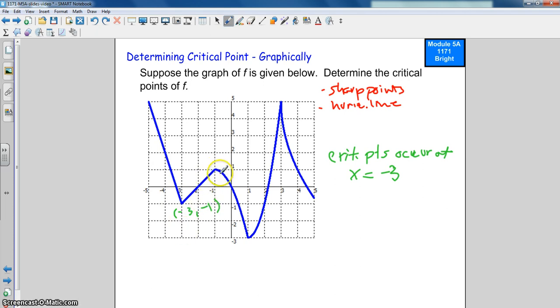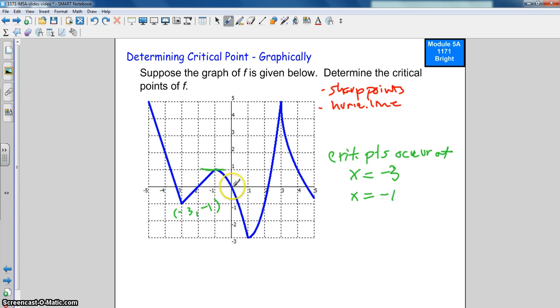Here, this isn't necessarily a sharp point, but if I look at the tangent line, it is going to be horizontal, meaning the slope at the point is 0, at negative 1. So I'm going to also say there's a critical point at x is equal to minus 1.